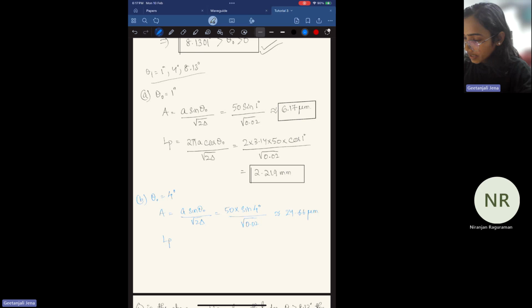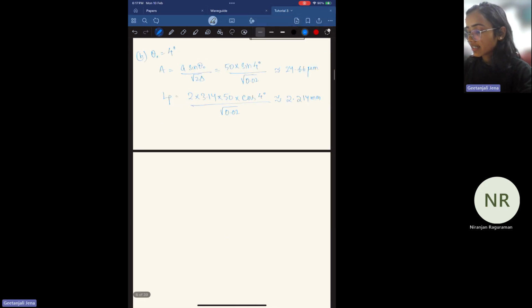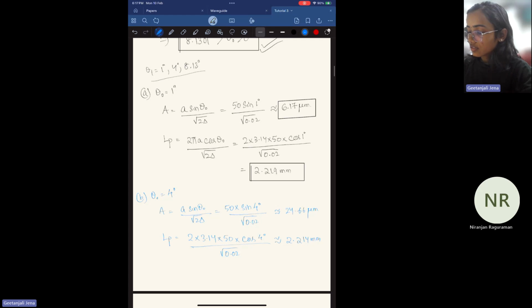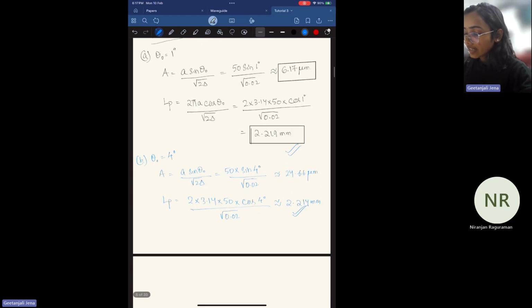And LP will be 2 pi A, which is 50 cos 4 degree over root over of 0.02. So this will be around 2.214 millimeter. Here you can see the angles are small. When angles are small, there is a little difference between the periodic lengths. Although the amplitude is high, the periodic lengths are close to each other.